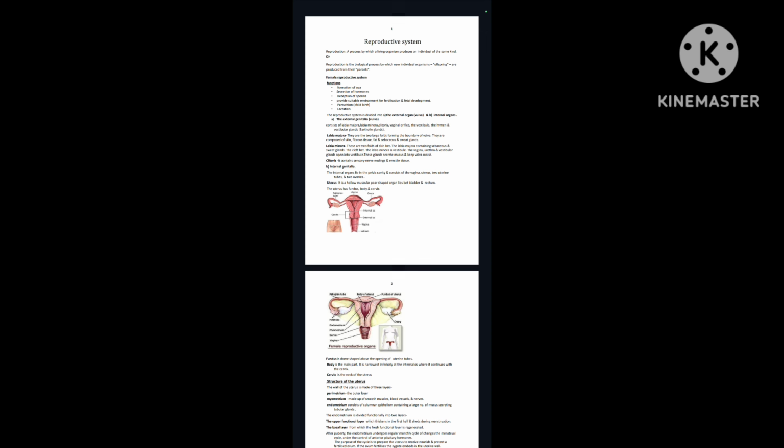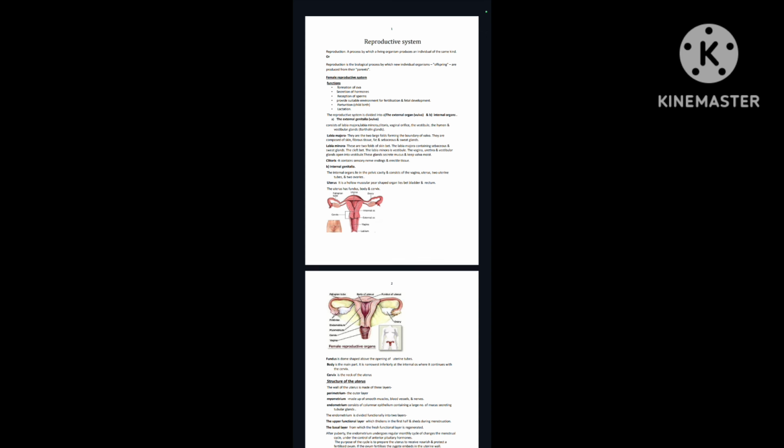And this consists of labia minora, labia majora, clitoris, vaginal orifice and vestibule, hymen, and vestibular gland. Now you can read what labia majora is. They are the two large folds forming the boundaries of the vulva. They are composed of skin, fibrous tissue, fat, sebaceous and sweat glands. Labia minora: these are the two folds of skin between the labia majora, consisting of sebaceous and sweat glands. The cleft between the minora is the vestibule.